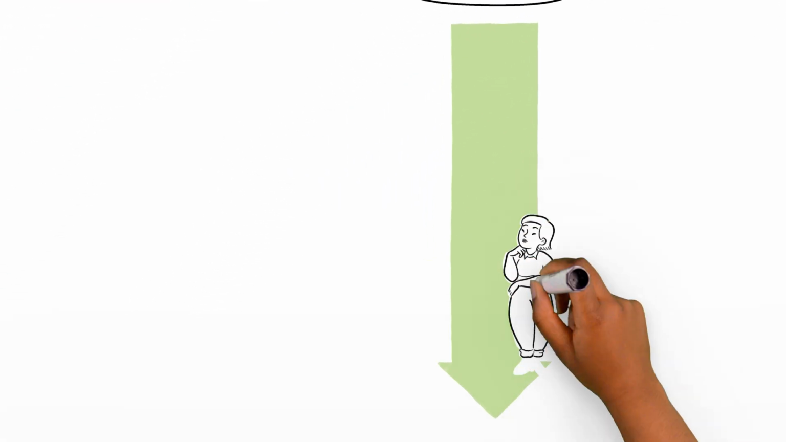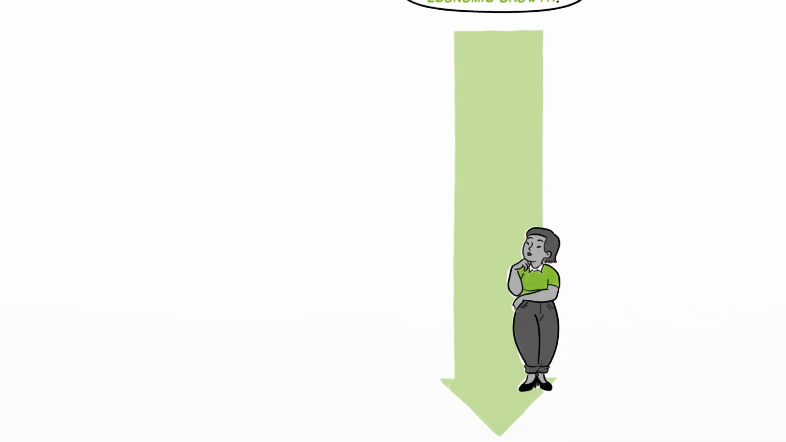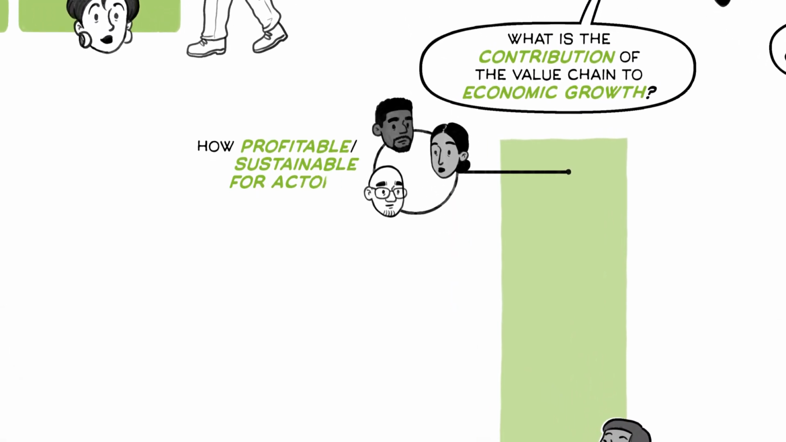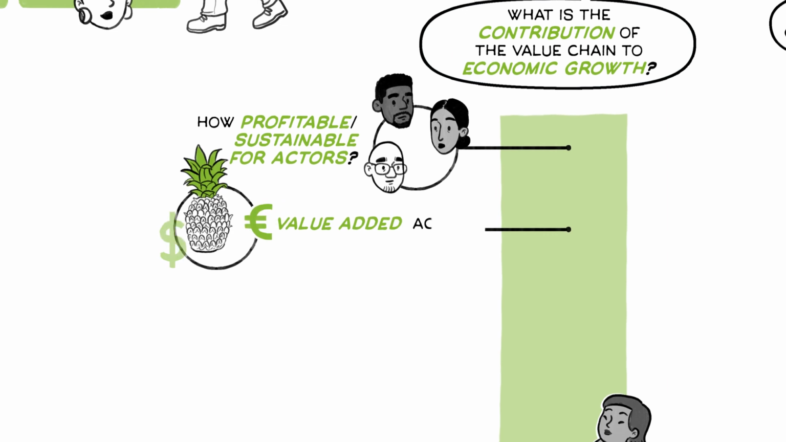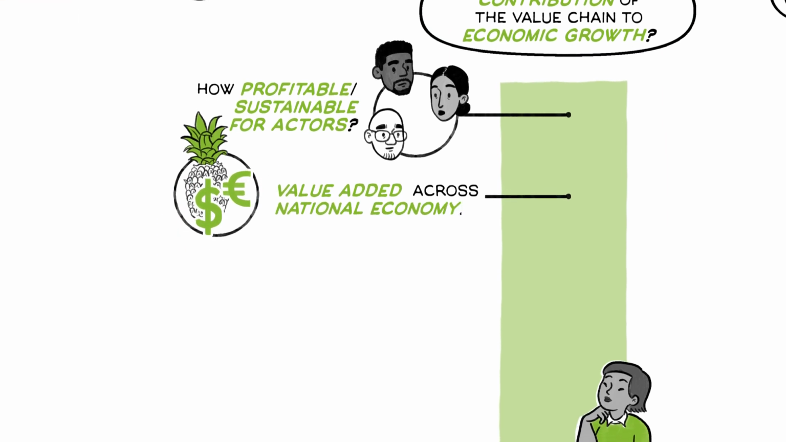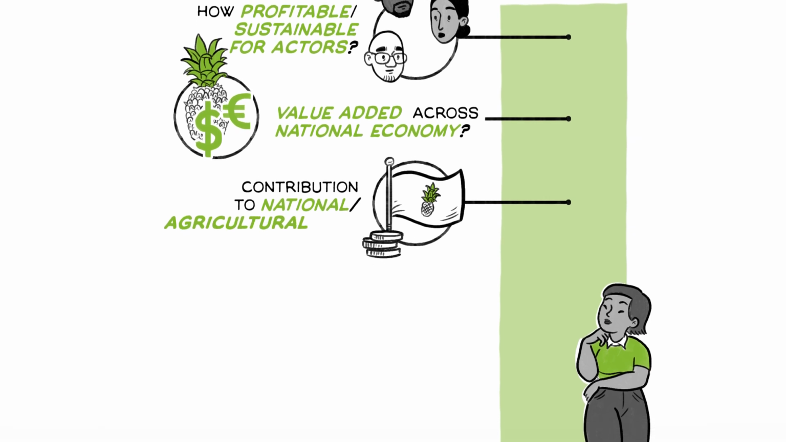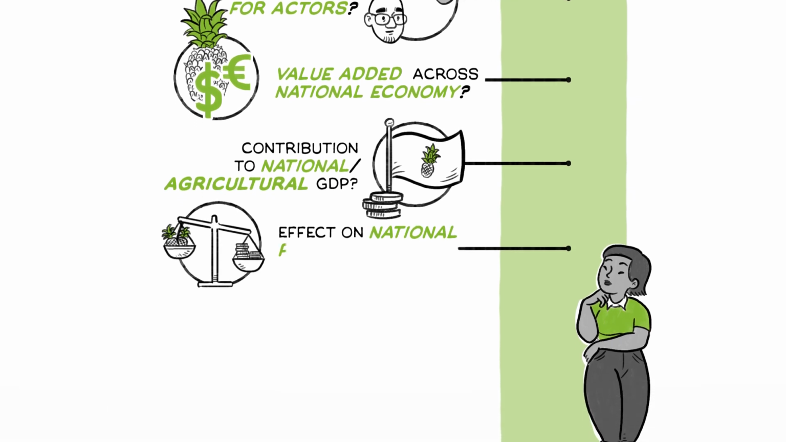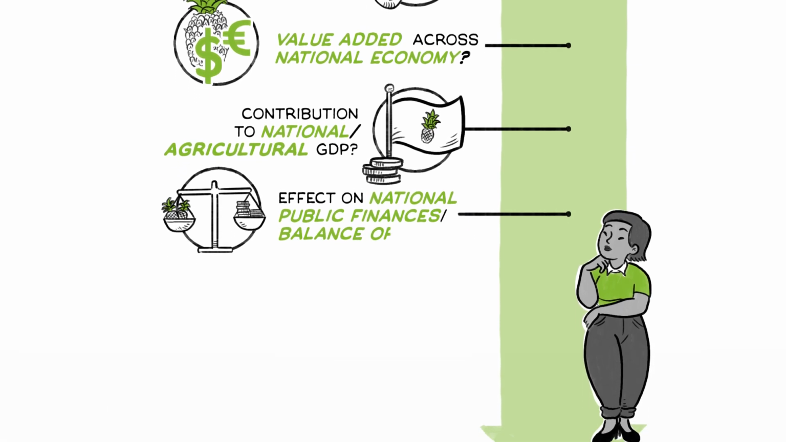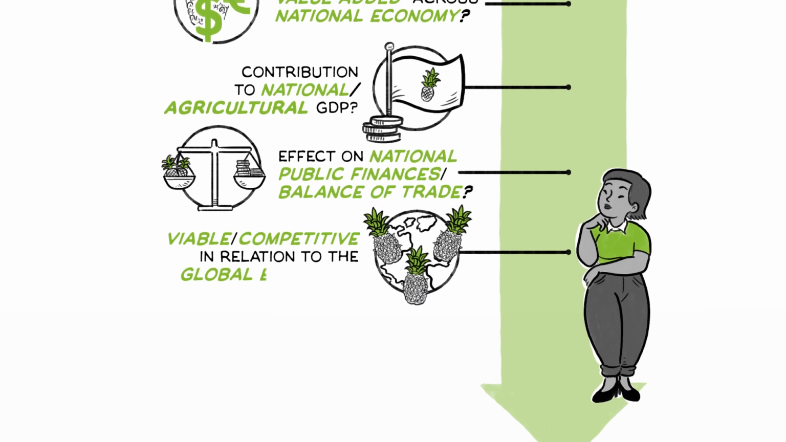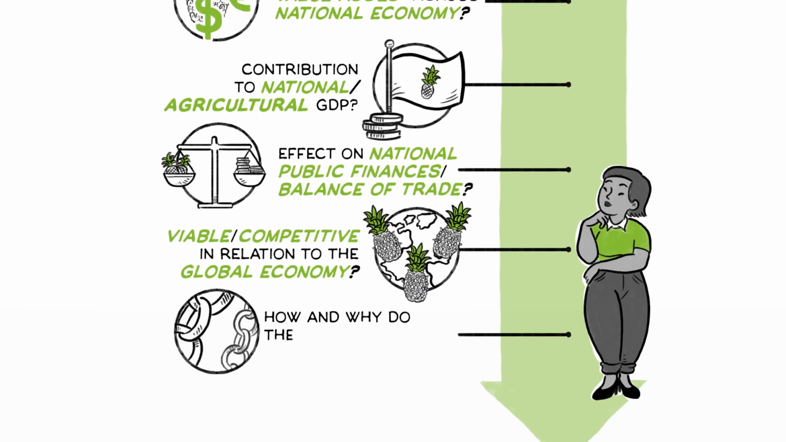What is the VC's contribution to economic growth? The Economist looks at questions including how profitable and sustainable are the VC's activities for the actors? What is the value added by the VC across the whole national economy? How does it contribute to national GDP and agricultural GDP? How does the VC affect the national public finances and the balance of trade? Is the VC viable and competitive in relation to the global economy? How and why do the VC subchains perform differently?